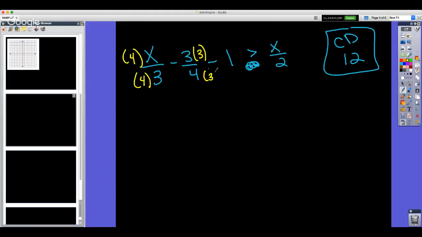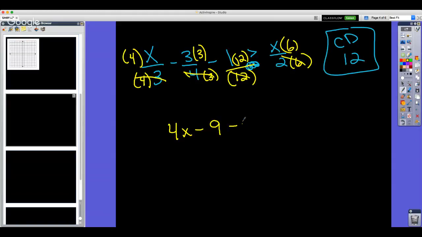3. Good. All right, so I skipped this one, right? No. Good. What should I put? 12. Good. That's one thing that a lot of people forget, that even though it doesn't have a denominator, it still must have a common denominator to be able to go forward, okay? All right. What about this one? 6, good. Okay. And so once I get this, all of these are going to be 12, right? So what can I do? Cross them off. Okay, leaving me with 4x minus 9 minus 12 is greater than 6x.